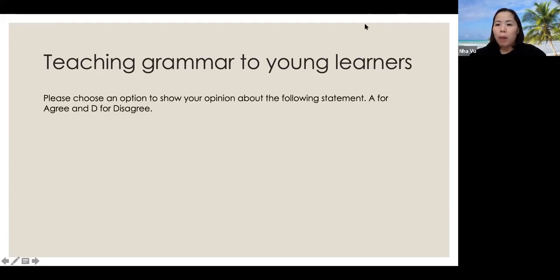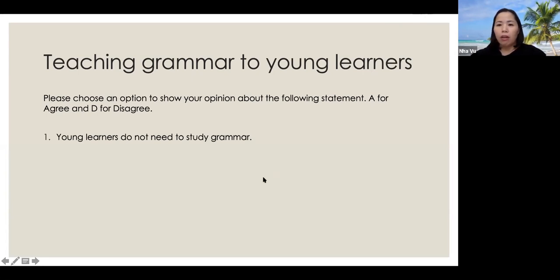Can you see the chat box? If you see the chat box, you can type in it to show your opinions about the statements here. Statement 1: young learners do not need to study grammar. If you agree, put 1A, or if you don't agree, put 1D. Can you manage to get to the Zoom chat or not?